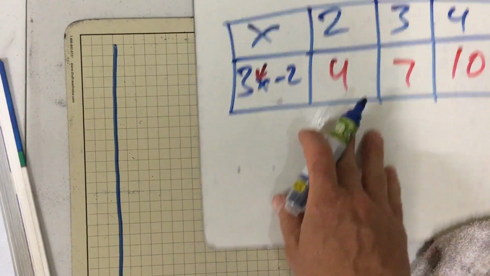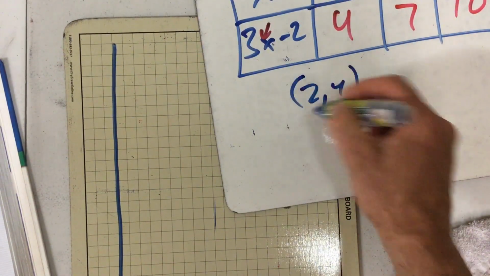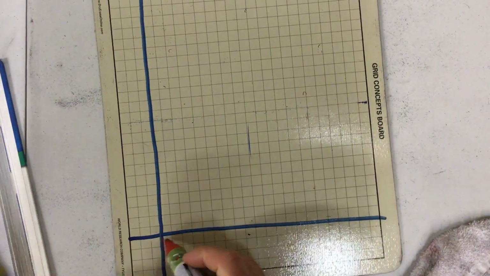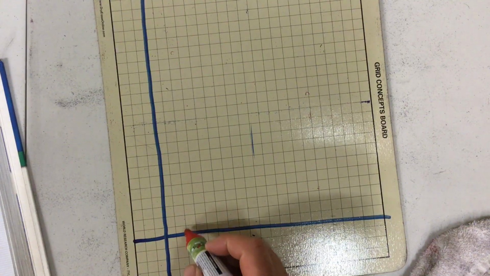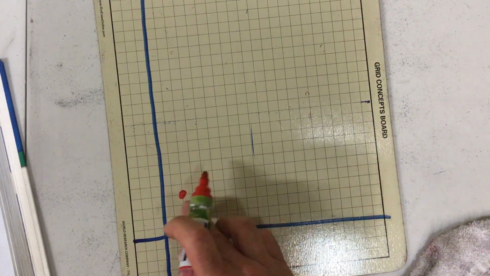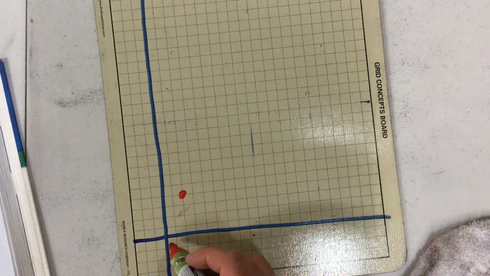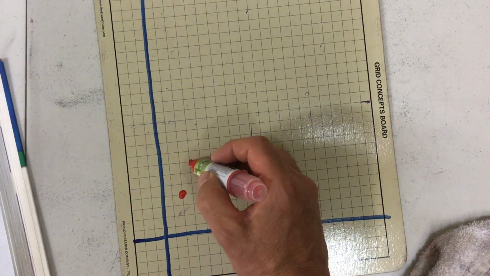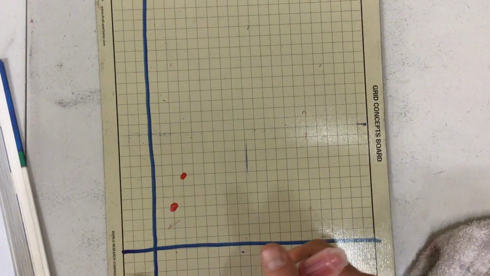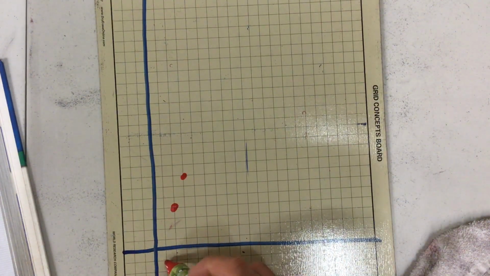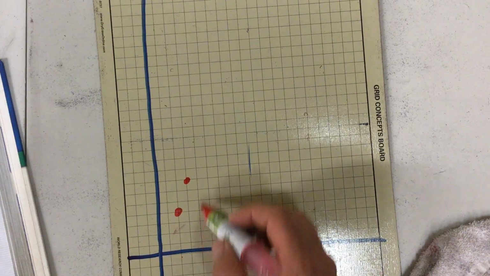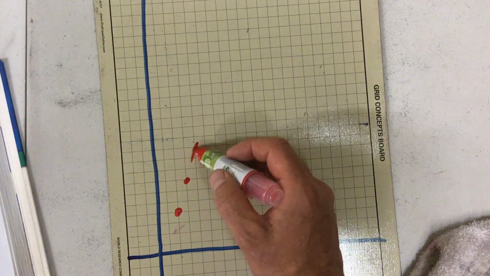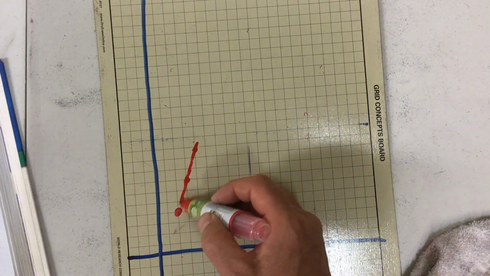2, 4. It'd be written like that, 2, 4, right? So that's positive 2, positive 4. 1, 2, 3, 4. The next one is 3, 7. 1, 2, 3. 4, 5, 6, 7. And then my next one is 4, 10. Here's 4. I know this is 7. 8, 9, 10. Okay, and what I got is a straight line that goes straight through.